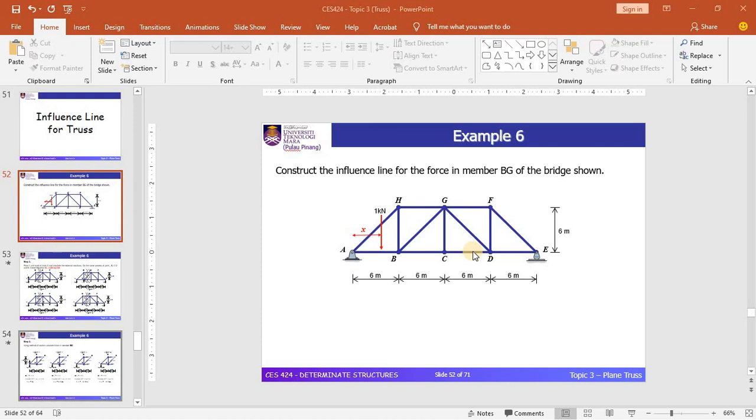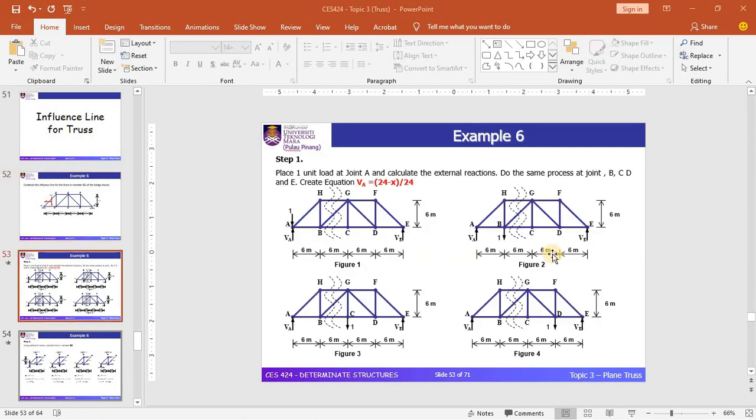So to draw the influence line diagram for the internal force for the member BG, you need to apply a 1 unit load. By assuming that the 1 unit load is moved from A to E, in other words we could assume the 1 unit load moves from E to A, but in this example we take that the 1 unit load is moved from A to E.